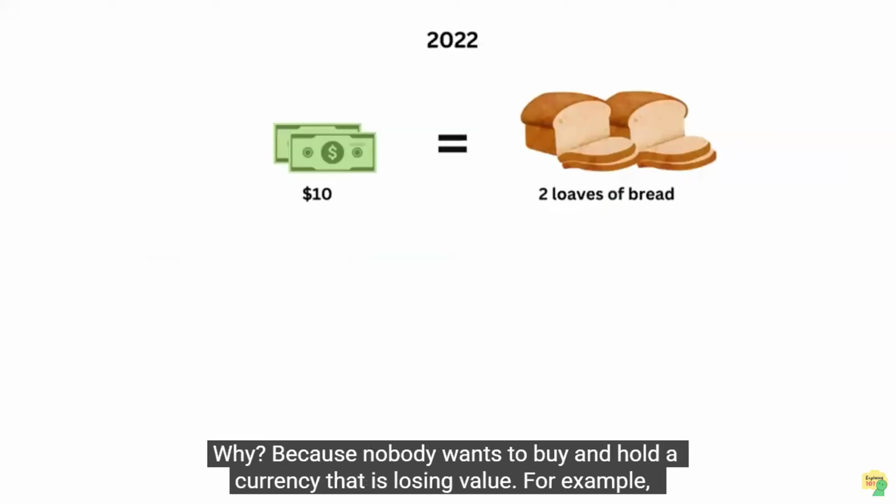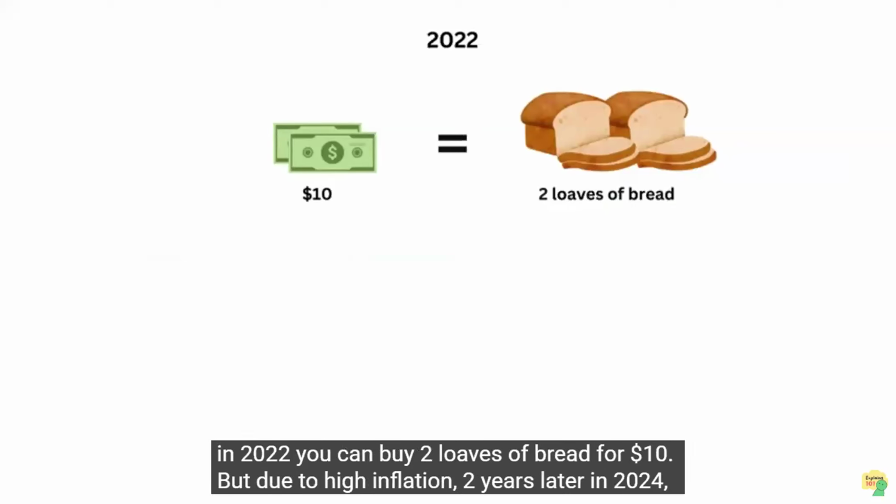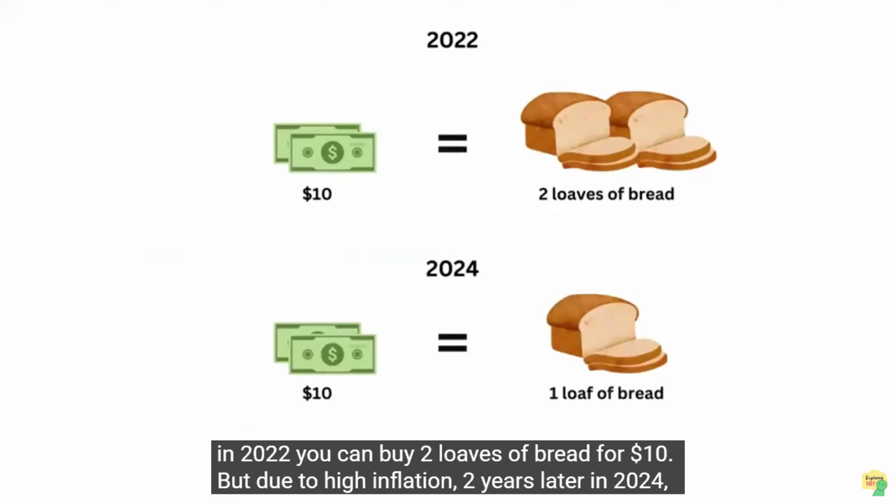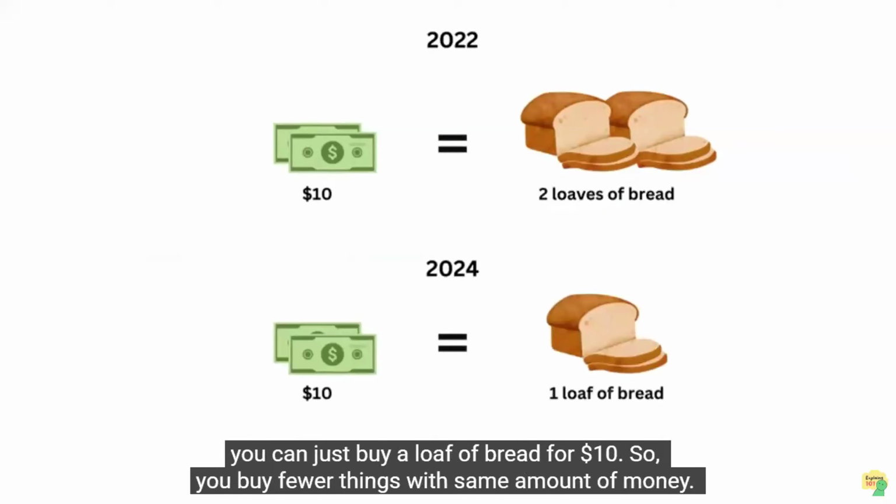For example, in 2022, you can buy 2 loaves of bread for $10. But due to high inflation, 2 years later in 2024, you can just buy a loaf of bread for $10. So you buy fewer things with the same amount of money.